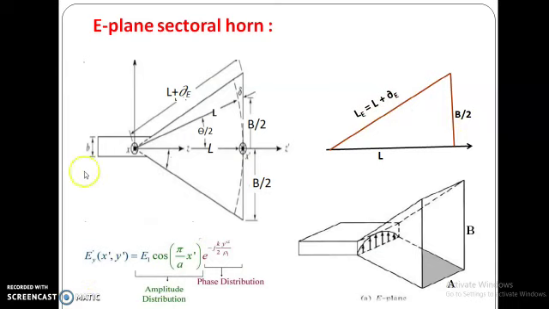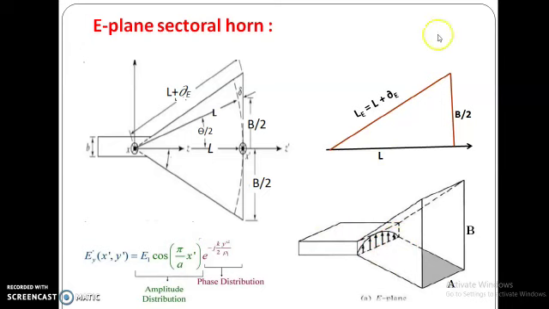We know that the electric field is present along the y direction only, and therefore this is E1 cos pi by a x dash, and this is the phase distribution. If you put the value of x dash equal to 0, you will get cos 0, that is the maximum, which is at the center. When x is equal to a by 2, you will get cos pi by 2, nothing but 0. So at the edges you will get 0.